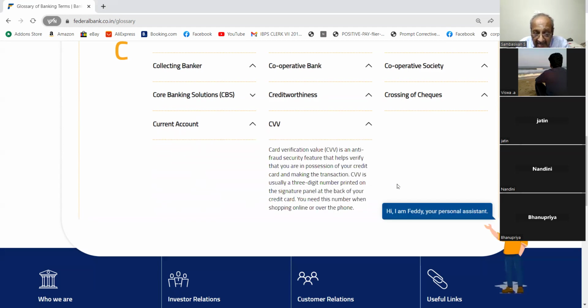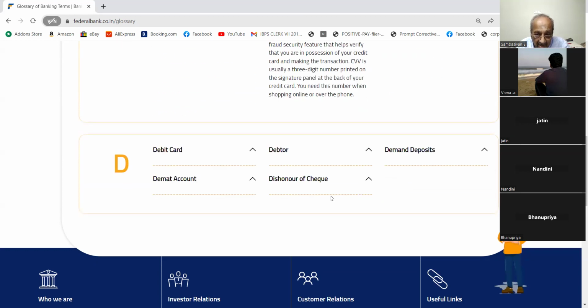Good. Next, Nandini, can you read this CVV? Yes, sir. CVV, card verification value, is an anti-fraud security feature that helps verify that you are in possession of your credit card and making the transaction. CVV is usually a three-digit number printed on the signature panel at the back of your credit card. You need this number when shopping online or over the phone. Correct. Good.